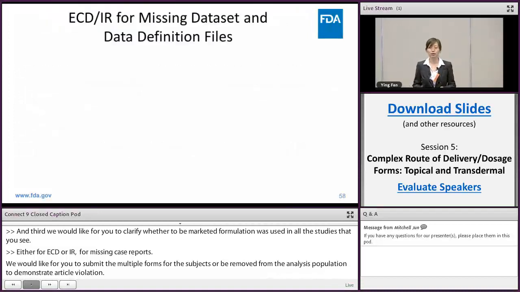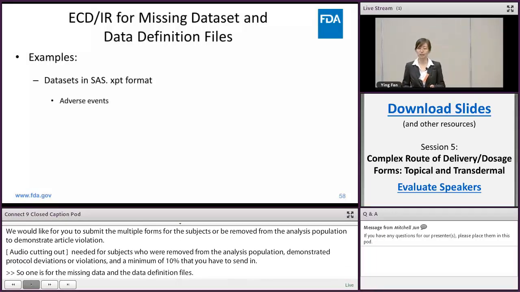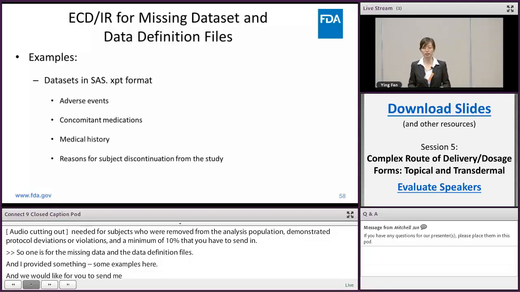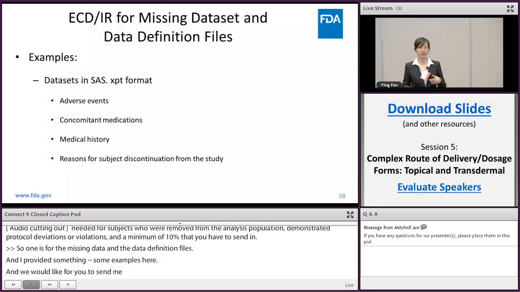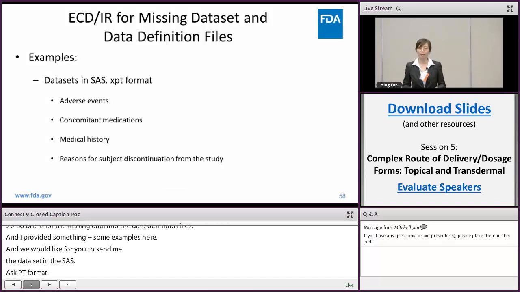So the fourth one is for the missing data sets and the data definition files, and I provided some examples here. We would like you to submit a data set in the SAS XPT format for the adverse events, concomitant medications, and medical history. And if any subjects were discontinued from the study, we would like you to submit the data sets which include the reasons for the subject discontinuing from the study. Also, we would like you to submit the data definition files for all the variables in the data set.